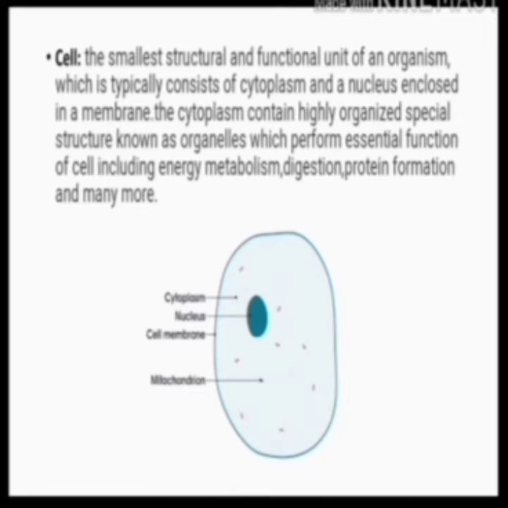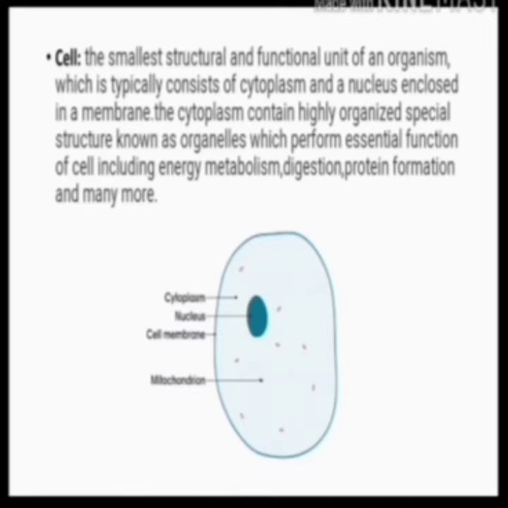Structurally, a cell consists of a cytoplasm, a fluid containing a nucleus, surrounded by a biological membrane. The cytoplasm contains highly organized spatial structures known as organelles, which perform essential functions for the cell including energy metabolism, digestion, protein formation and many more functions. Here in this figure the cytoplasm and nucleus are surrounded by a biological membrane. It's the basic structure of a cell.